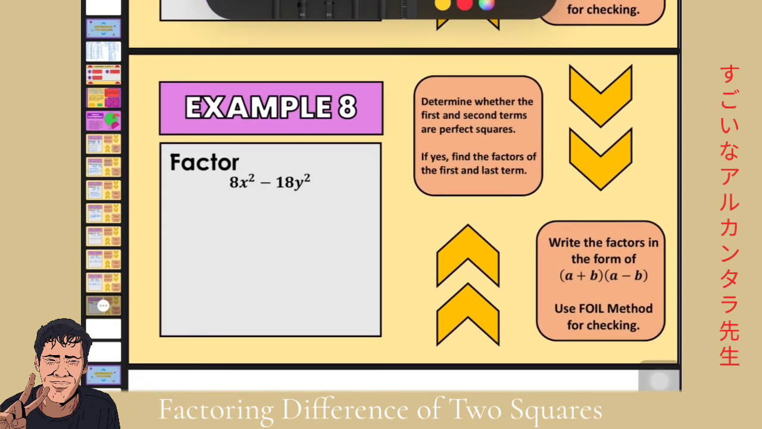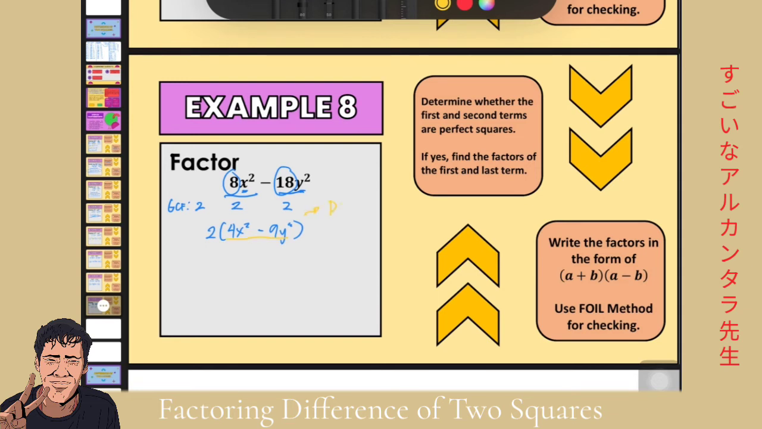Okay? So now, what if we have this kind of example? We have 8x squared minus 18y squared. You might be wondering, sir, the variable is indeed a perfect square, but the 8 and 18 are not. But here's the thing. Do they have something in common? Yes, they have. If you look at 8 and 18, both are divisible by 2. So we can say that the GCF must be 2. So by getting the GCF, divide both terms by 2, you'll get 2 times the quantity 4x squared minus 9y squared. So what we did here is we started with factoring by GCF before we could actually start with difference of two squares.